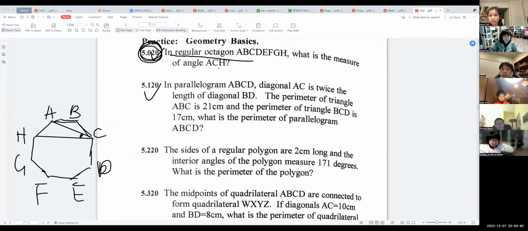There are a lot of different ways, okay? You cannot directly get the measurement of ACH. You need to get the measurements of A, B, A, C. Then you get this one, then you get that one, and that's how you get it. Oh, sorry, you get this one. You get B, C, A. Then work it out slowly. Understand, kids?